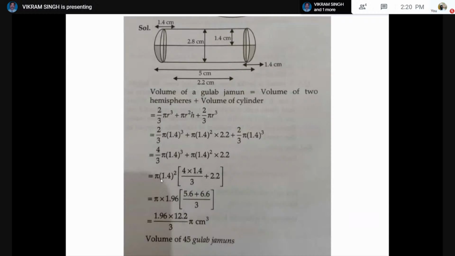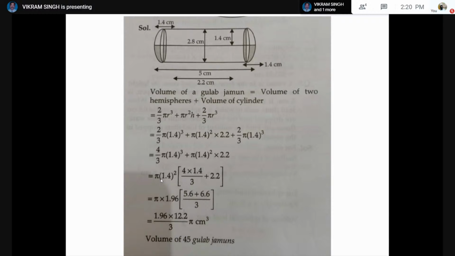For the solution of this question, I am going to summarize it, then we will proceed. Actually, in the question, the solid is in the form of a combination of a cylinder as well as hemispheres. So we need its volume in the form of the volume of the cylinder and the volume of both the hemispheres. Separately we have calculated the volume of the cylinder and the volume of both the hemispheres. Then we have taken its sum, and automatically this sum will be the volume of a gulab jamun.